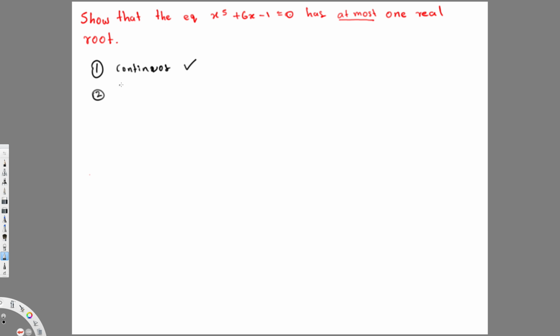Second condition is it should be differentiable. When we find the derivative of this one, it should still be continuous. Let's see what happens if I find the derivative. The derivative is going to become 5x power 4 plus 6, still all real numbers. So this is also continuous, but the endpoints are not given. So let's assume that also true. That's just an assumption. Let's say a and b are our endpoints.